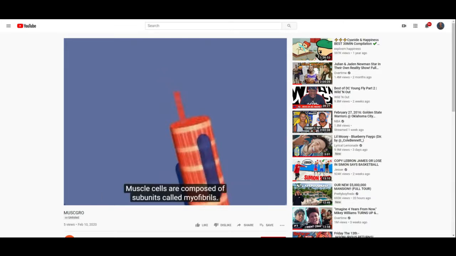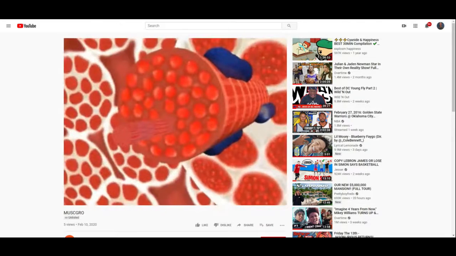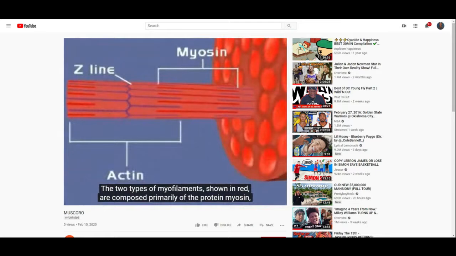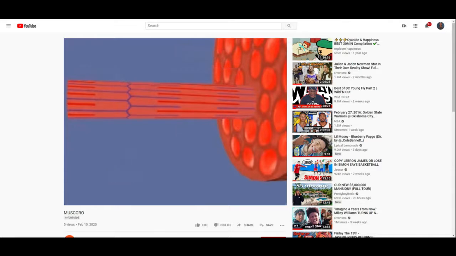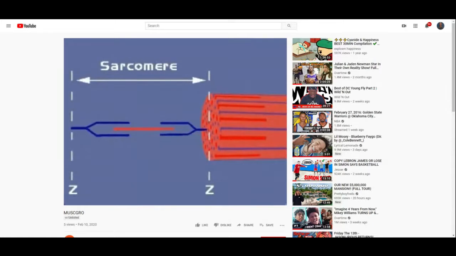Muscle cells are composed of subunits called myofibrils. Each myofibril is made up of several myofilaments. The two types of myofilament shown in red are composed primarily of the protein myosin, and a thin myofilament shown in blue composed mainly of the protein actin. The repeating arrangement of thick and thin myofilament serves as the fundamental subunit of striated muscle contraction. These subunits are called sarcomeres.